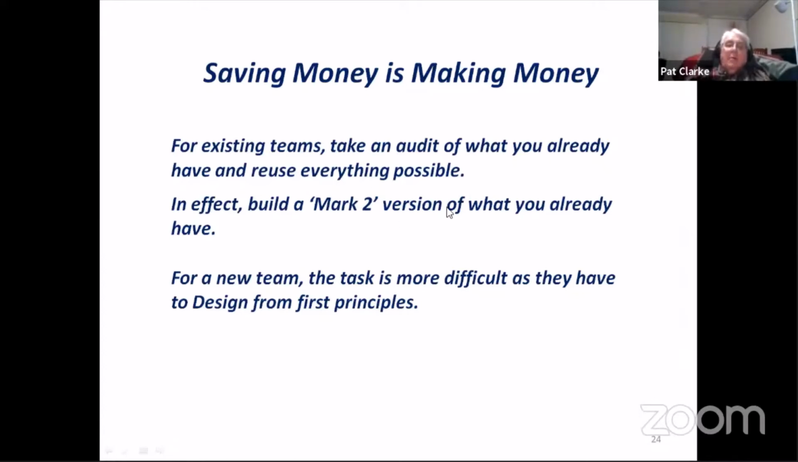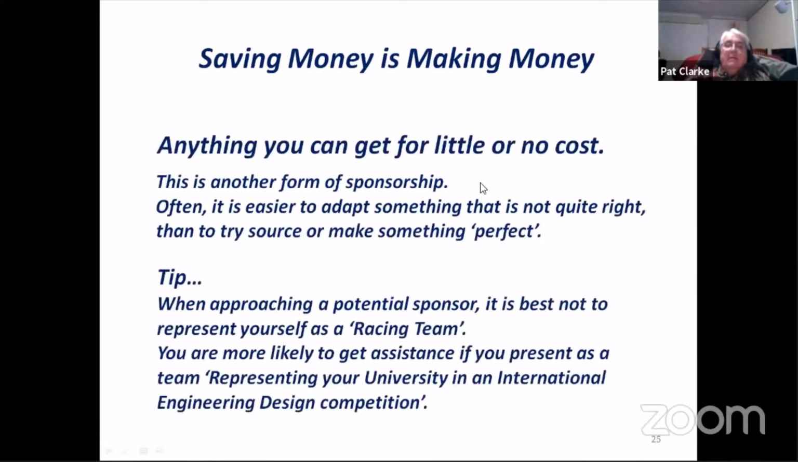I'll get off my high horse now and start talking about real stuff. Okay, the second thing was anything that you can get for little or no cost. Well, this is actually another form of sponsorship. And as I said before, it's easier to adapt something that's not quite right than to try to source or make something that's perfect. And what's actually perfect?